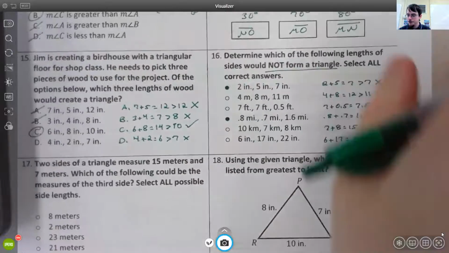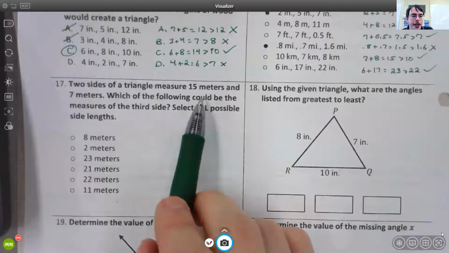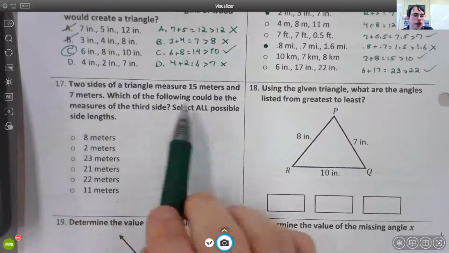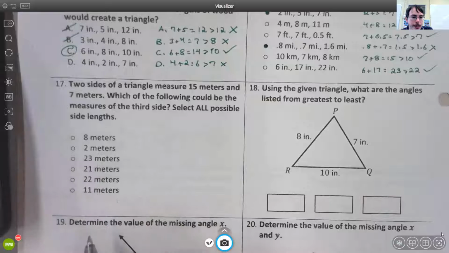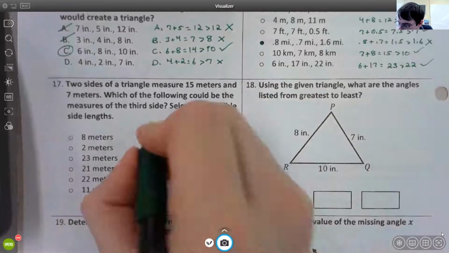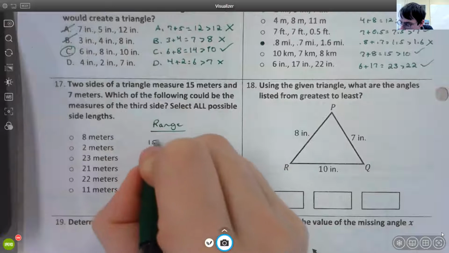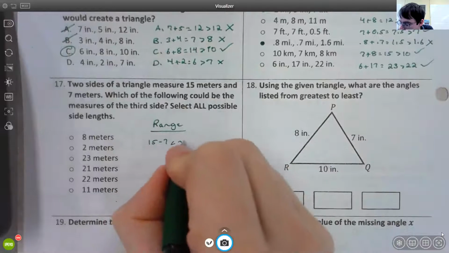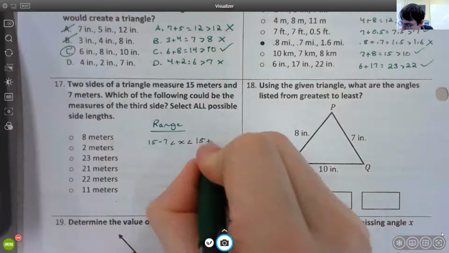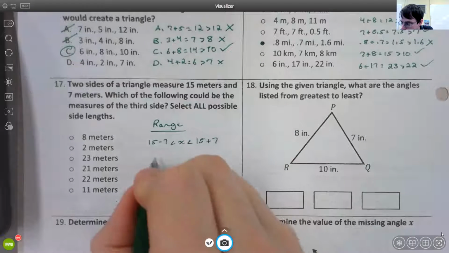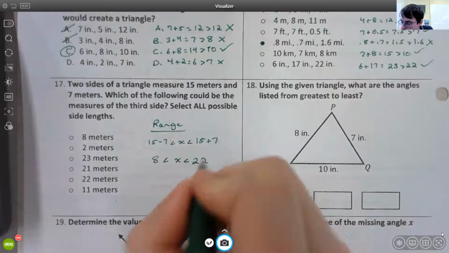Number 17 says 2 sides of a triangle measure 15 meters and 7 meters. Which of the following could be the measures of the 3rd side? Select all possible side lengths. So we're going to do our range. We're going to take the 2 numbers and subtract them. So 15 minus 7, less than X, which is less than 15 plus 7. 15 minus 7 is 8. 15 plus 7 is 22.